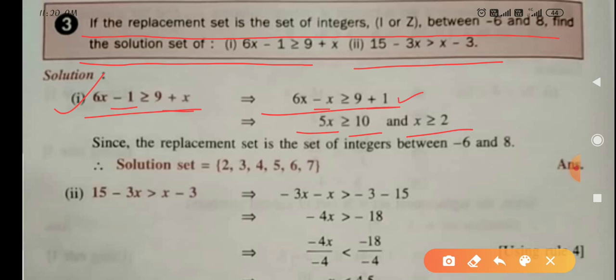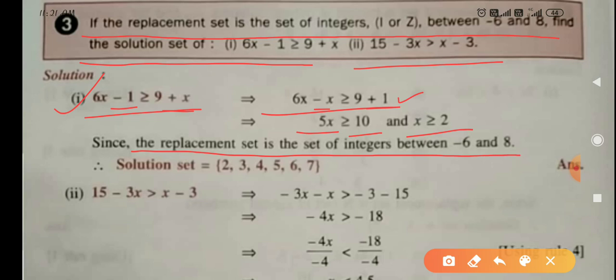X is greater than equal to 2. Now what is the replacement set? Replacement set is the set of integers from minus 6 to 8. Between the values minus 6 to 8 means minus 6 and 8 are not included. Between these values minus 5, minus 4, minus 3, minus 2, minus 1, 0, 1, 2, 3, 4, 5, 6, 7, these values are coming. From these values you have to choose the values of x. So here it is written, replacement set is the set of integers between minus 6 and 8.